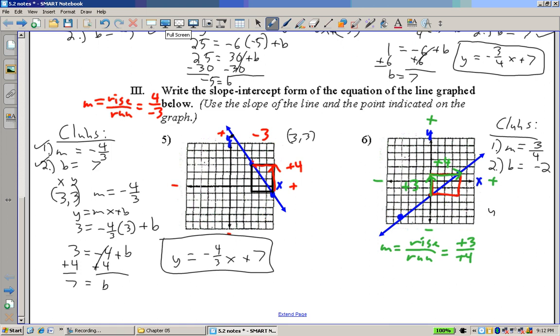And here we go, we're going to plug this in. Y equals mx plus b. And it's probably better to keep this as, instead of plus a negative, keep it as minus 2. And that'll do it for our first page of problems. Let's keep going.